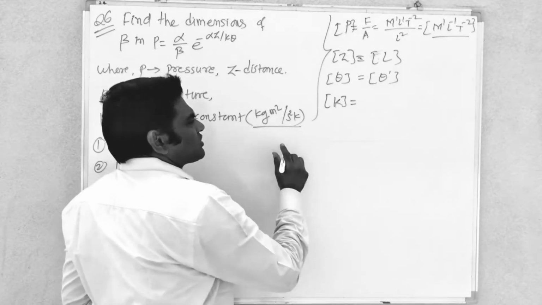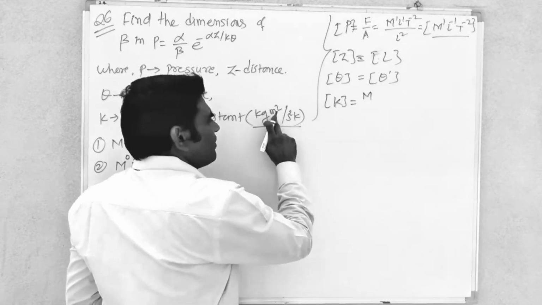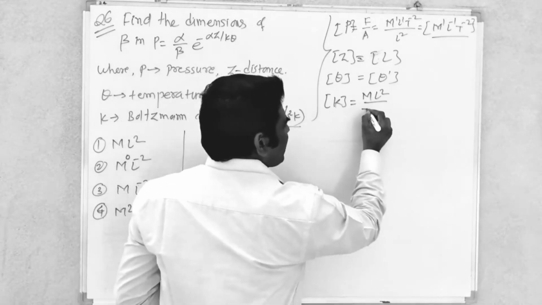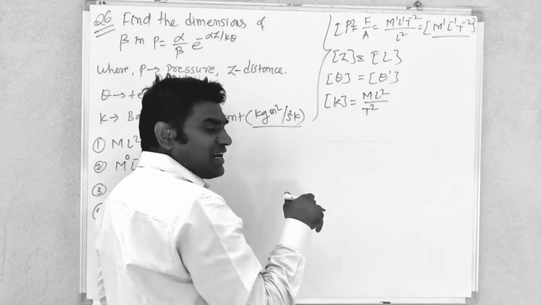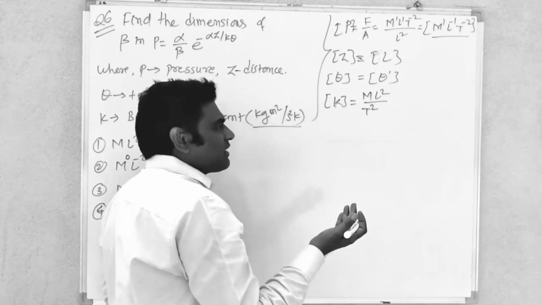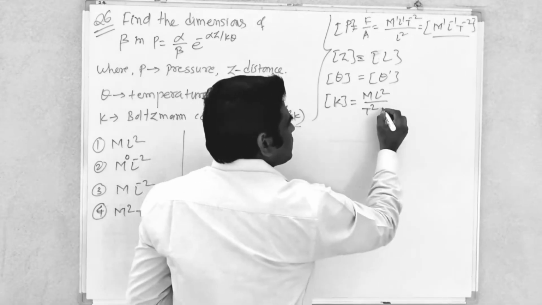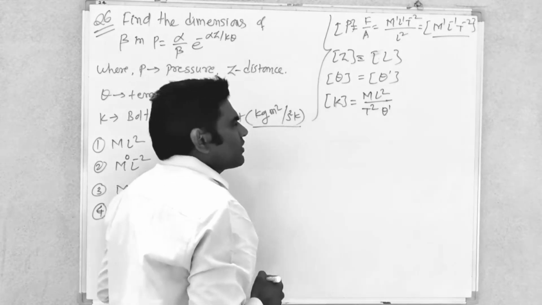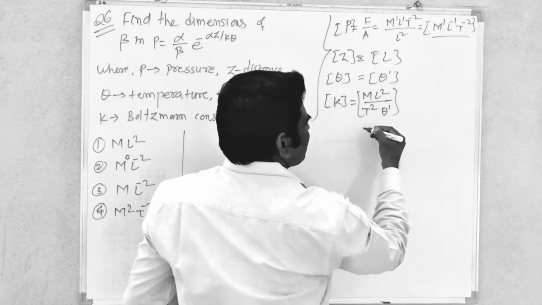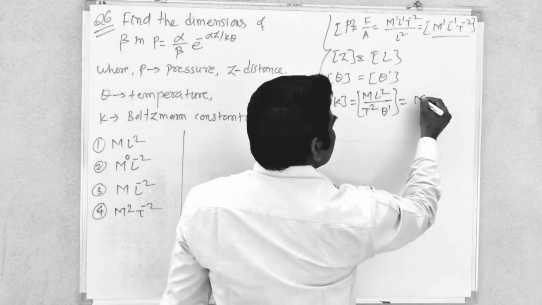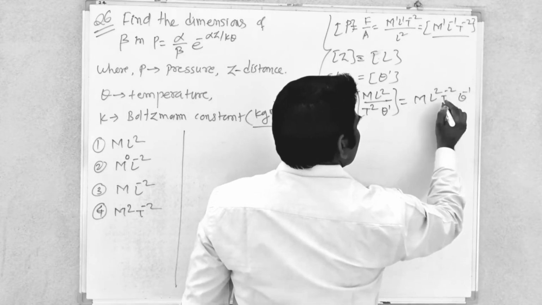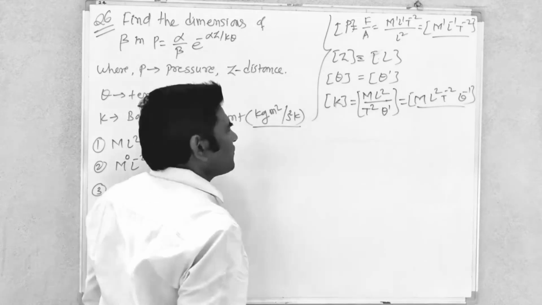K is what? Kg m square, kg means M, meter means length, L square, divided by s means time, T square, and temperature. Here an additional base quantity is there, that is temperature. So Kelvin means temperature. For temperature we are using theta, so theta to the power 1. These are the dimensions of k. We can simplify this: M L square T minus 2 theta to the power minus 1.